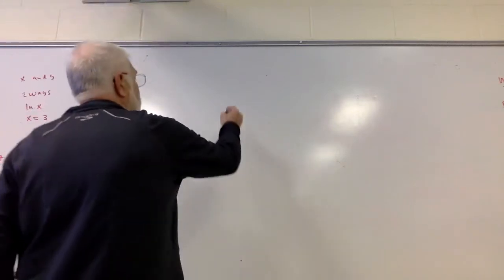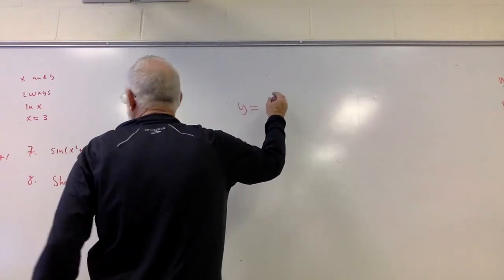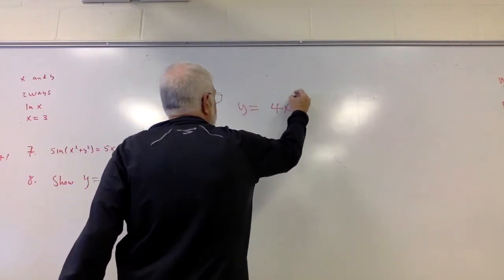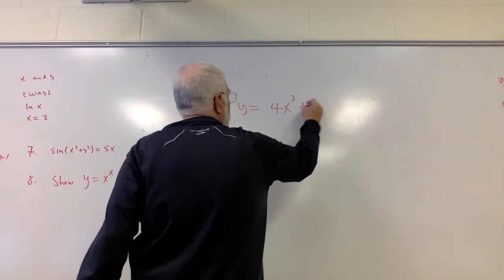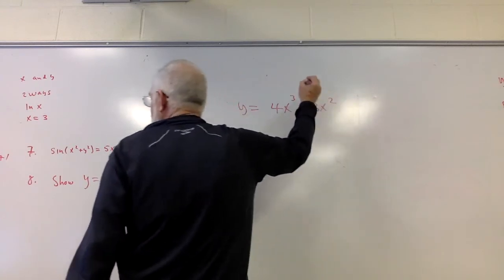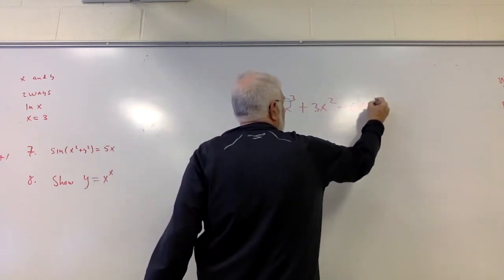So let's look at y equals 4x cubed plus 3x squared minus 6x plus 1.